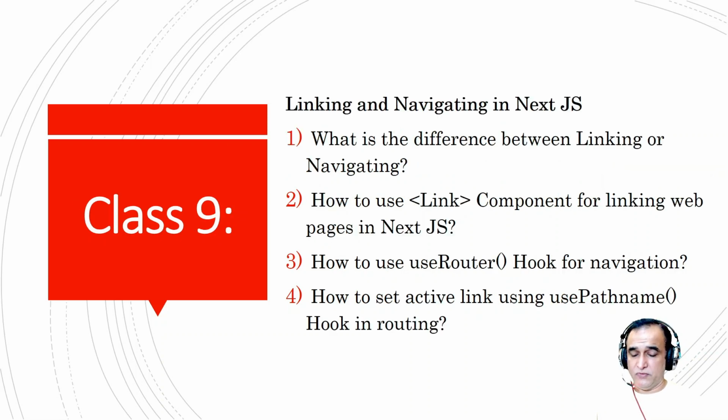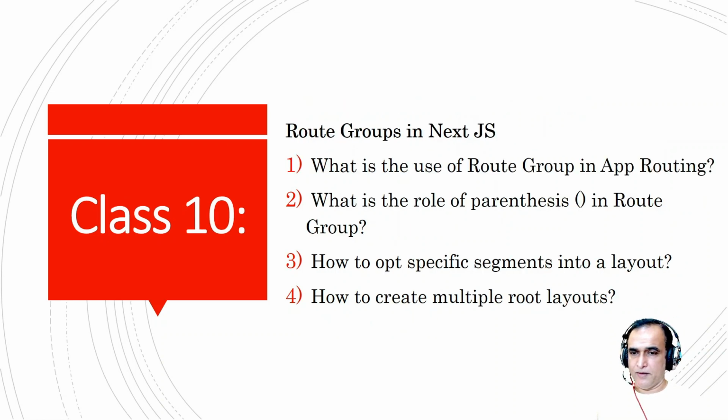In the last video we understood the difference between linking and navigating, the use of a link component, the use of useRouter, and how to set an active link. Now we are coming to what a route group is. What is a route group, how to create one, what is the use of parentheses for creating a route group, how to opt a specific segment into a layout, and how to create multiple root layouts for route groups, that we are going to understand.